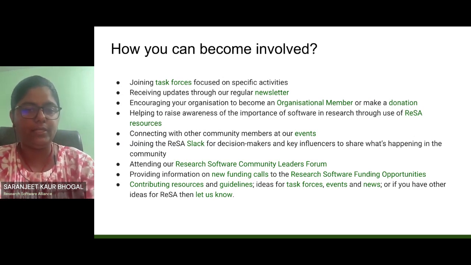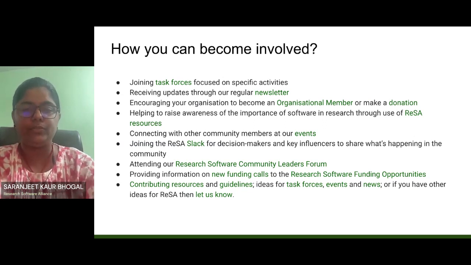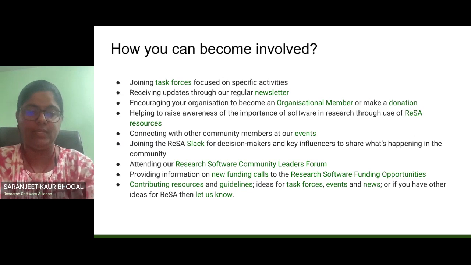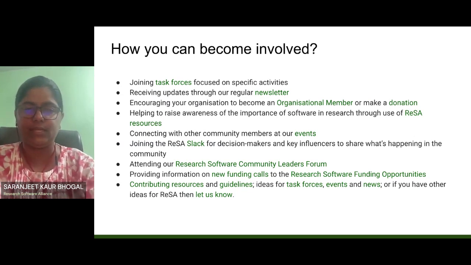Attending our community leaders forum, or providing new information on new funding calls to the research software funding opportunities, and contributing to resources and guidelines, ideas for task forces, events, news. If you have any other ideas for ReSA, reach out and we will see if that's possible. So these are some ways through which people can get involved.